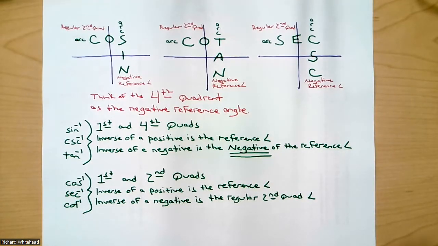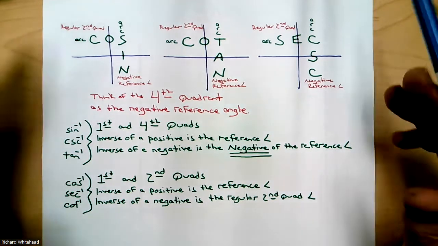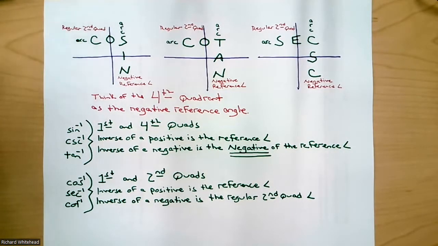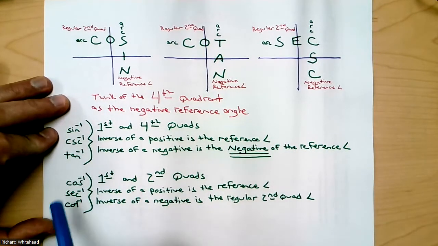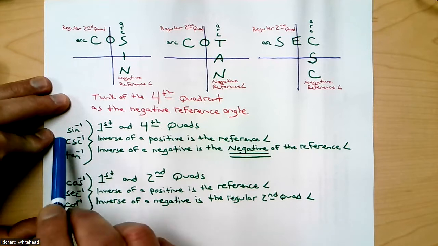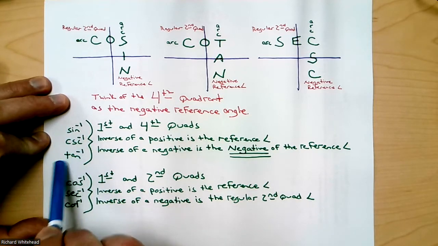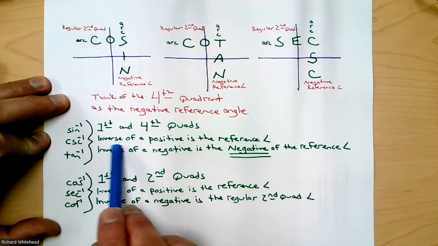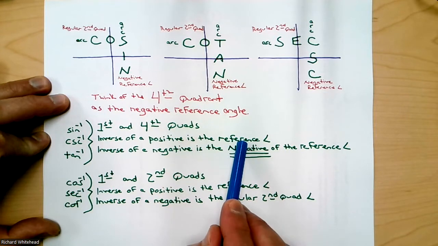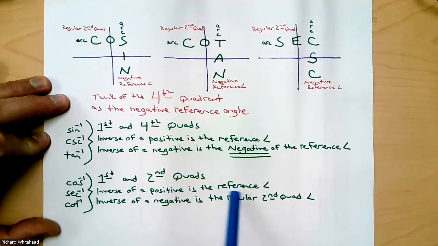Okay, so here's our nice putting it all together. If we put all this together and ask, what are our restrictions for the answers? We said that inverse sine, inverse cosecant, inverse tangent, the answers are always in the first or fourth quadrants. Whenever you do the inverse of a positive, the answer is just the reference angle. That goes for all 6 of them. Inverse of a positive is just the reference angle.